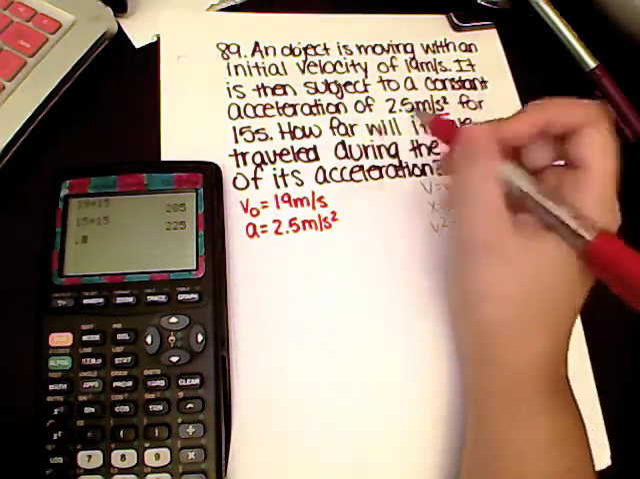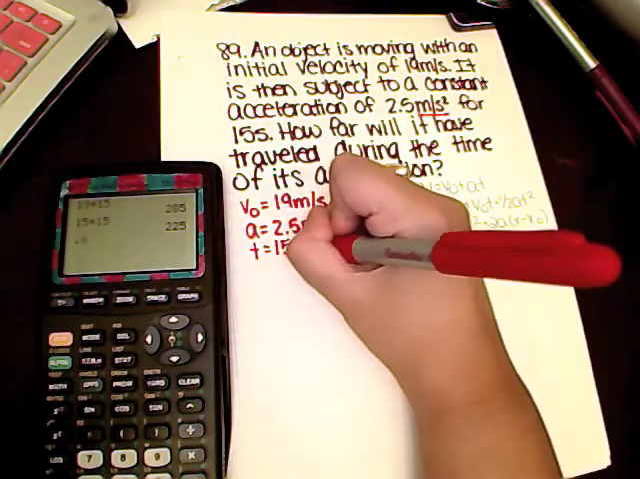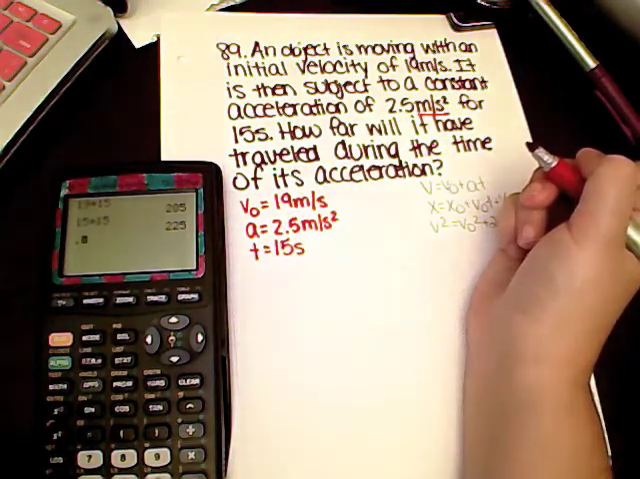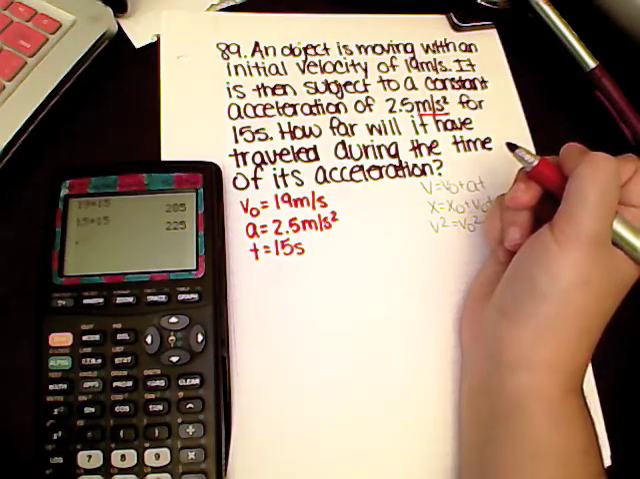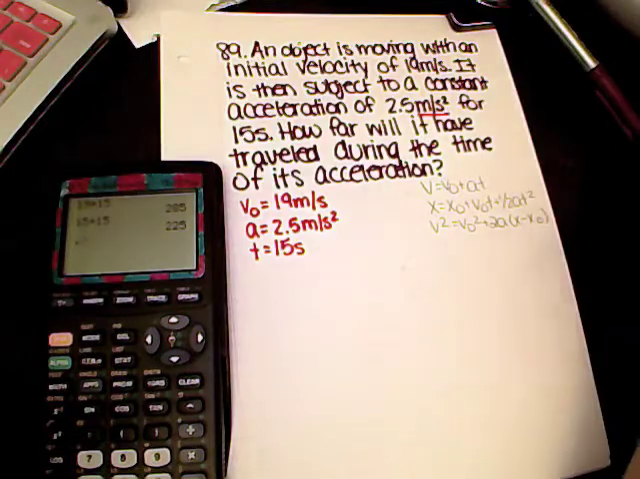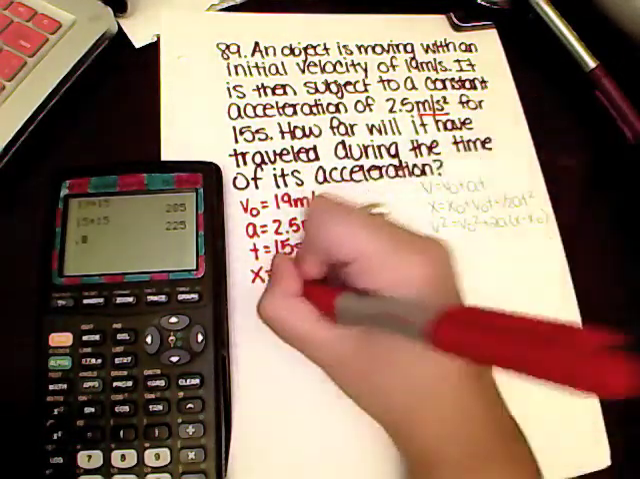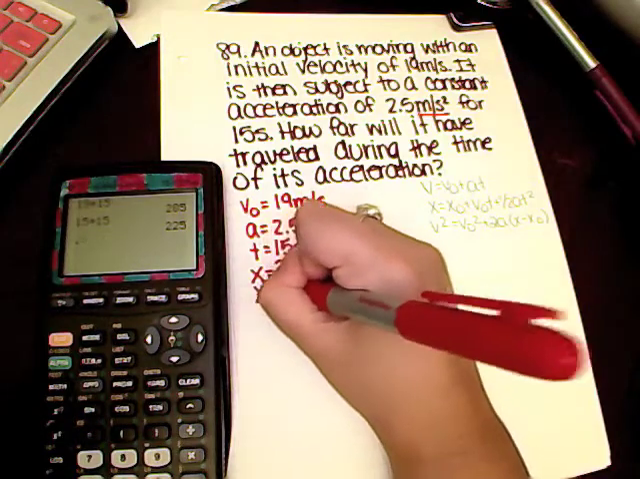And it says it's for 15 seconds, so seconds we know is time, so t is 15 seconds. How far will it have traveled during the time of its acceleration? If you remember, x marks the spot where we end up, so x is what we're looking for, our distance, and we assume x naught equals 0.